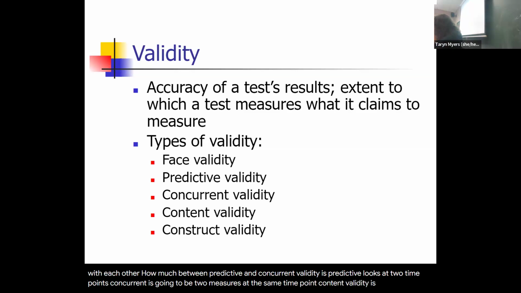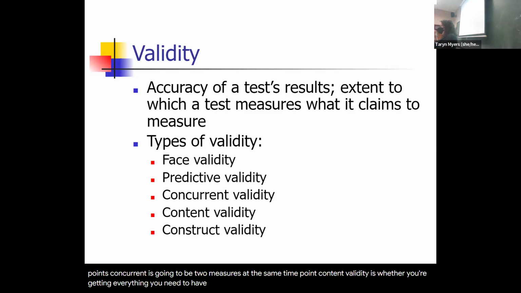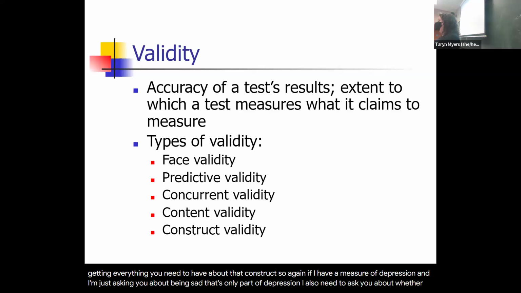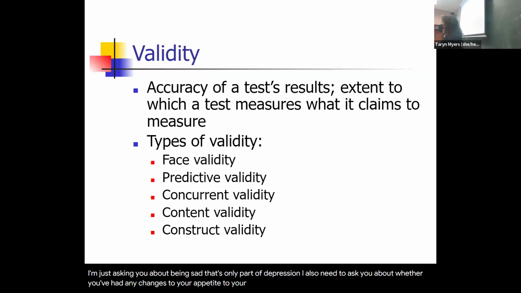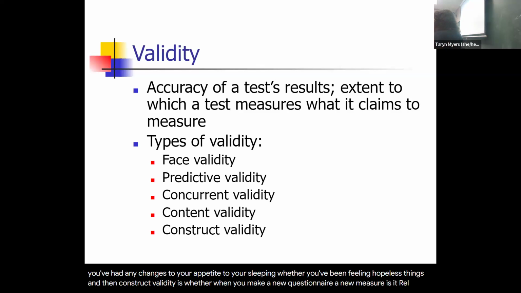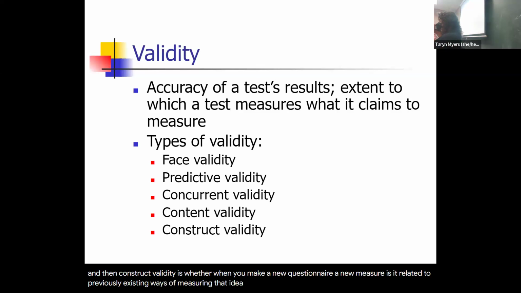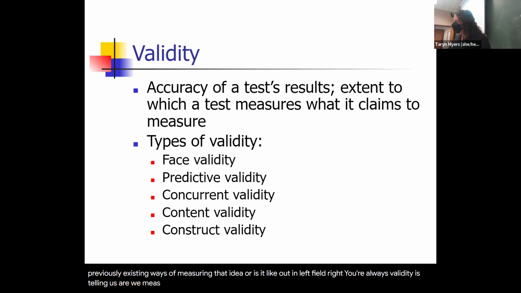Content validity is whether you're getting everything you need to have about that construct. So again, if I have a measure of depression, and I'm just asking you about being sad, that's only part of depression. I also need to ask you about whether you've had any changes to your appetite, to your sleeping, whether you've been feeling hopeless, things along those lines. And then construct validity is whether when you make a new questionnaire, a new measure, is it related to previously existing ways of measuring that idea? Or is it like out in left field, right? So always validity is telling us, are we measuring what we want to measure, and are we doing it well, essentially?